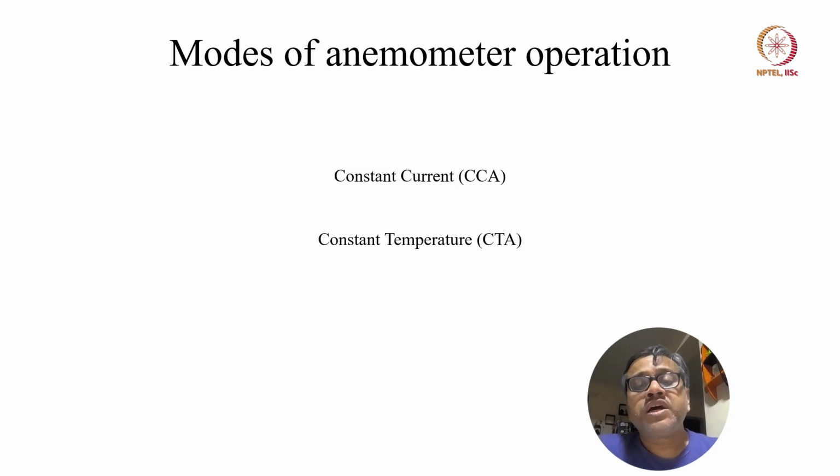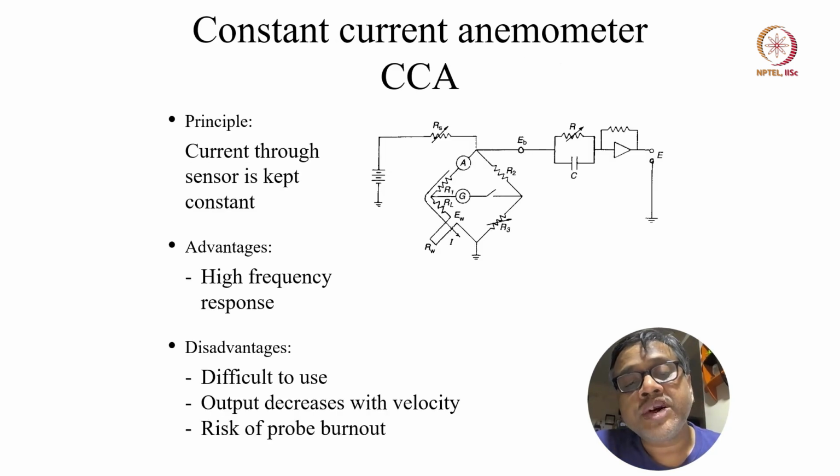Okay, so the modes, we already said, are a constant current mode and a constant temperature mode. In the constant current anemometer, which is also called the CCA anemometer, the current through the sensor is kept constant, which we already said. The advantages are that it can give you a very high frequency response, but the disadvantages are that these are difficult to use. The output decreases with velocity and there is a risk of probe burnout.